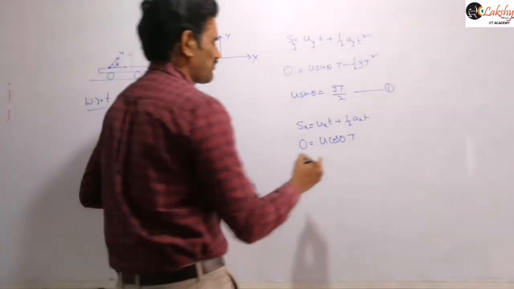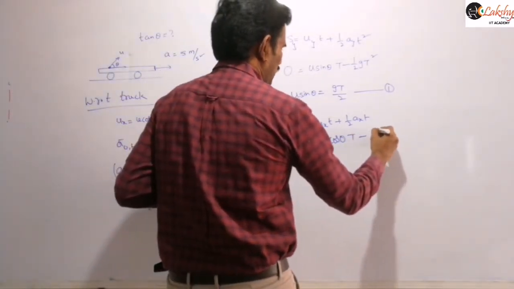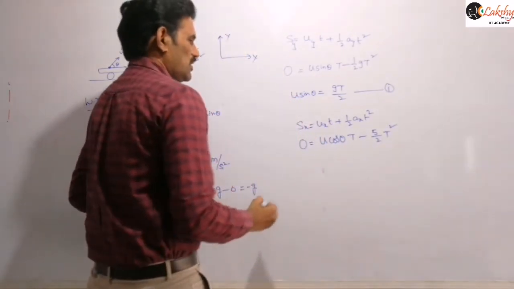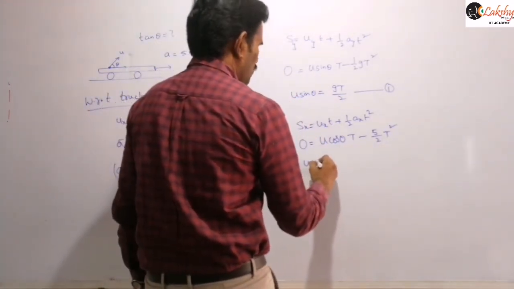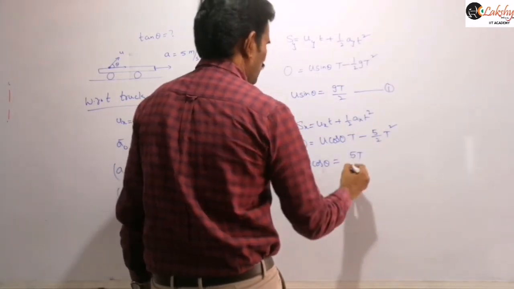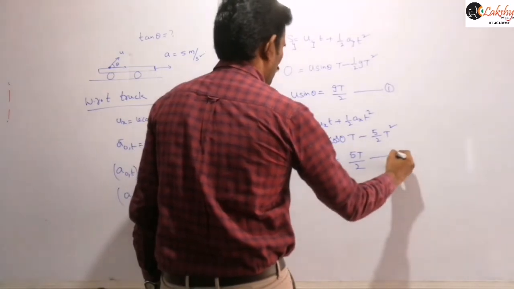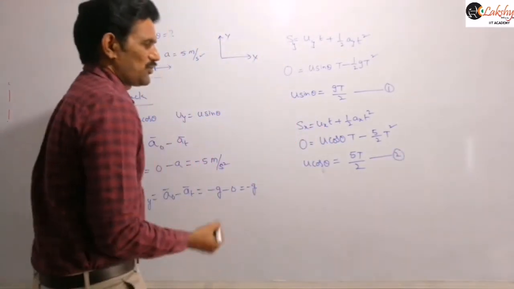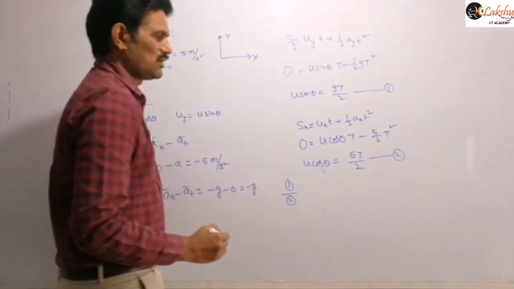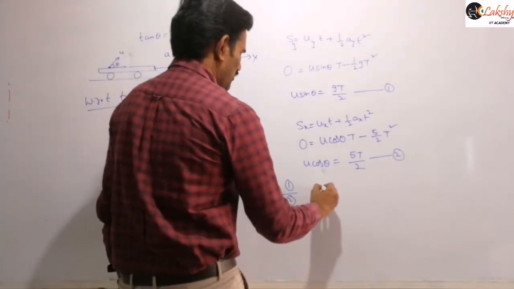So that is minus 5. So minus 5 by 2 into t square, right? And so from this I can write u cos theta is equal to 5t by 2. Let's suppose this is equation 2. Now you can take the ratio of these two equations, equation 1 by equation 2. So that gives us the tan theta value here.